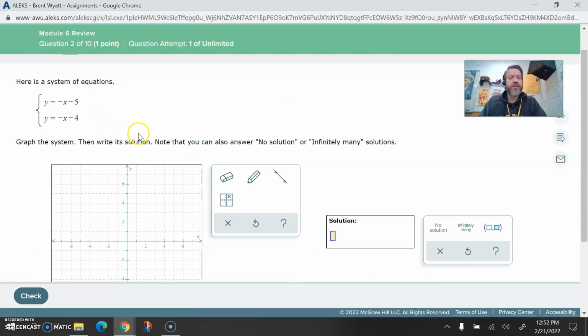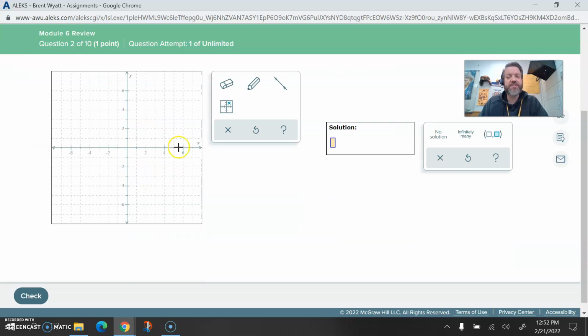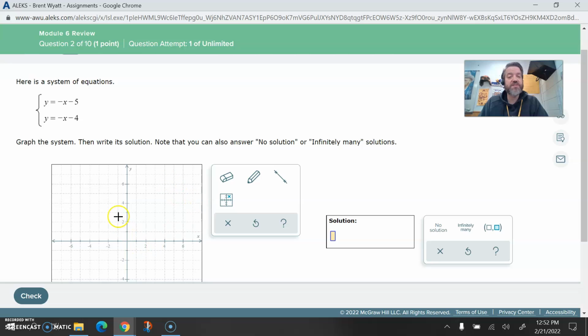All right, here is a system of equations, and we want to graph this system here. And then once they are graphed, we're going to write the solution to this system. Now, if the lines are parallel, then we'll know there is no solution. If they end up being the same line, then we'll have infinitely many solutions. And as I look at my equations, and you will have different problems pop up when you're working your way through ALEKS, but when I look at mine, I notice these both have the same slope.